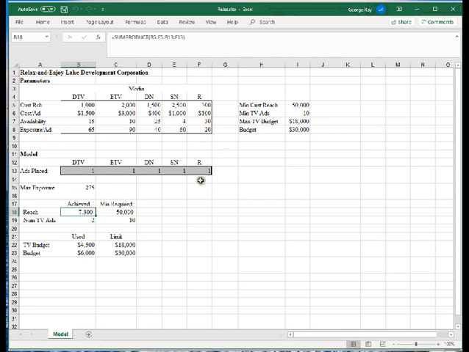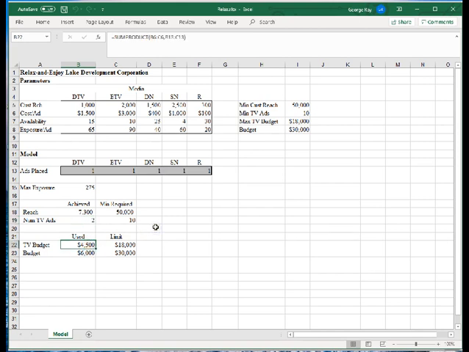Right now, with ones in each one of the units, we're only reaching 7,300, so this is not a feasible solution. We're required to make, by contract, a minimum of 10 television ads. Here we have only 2, which of course is going to be B13 plus C13. And we need 10.